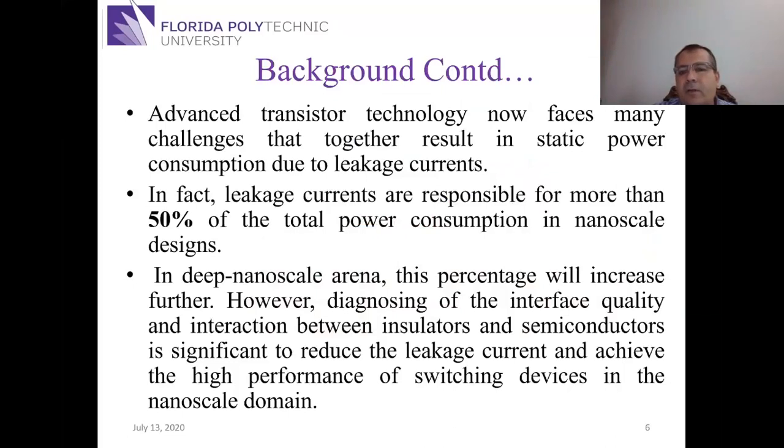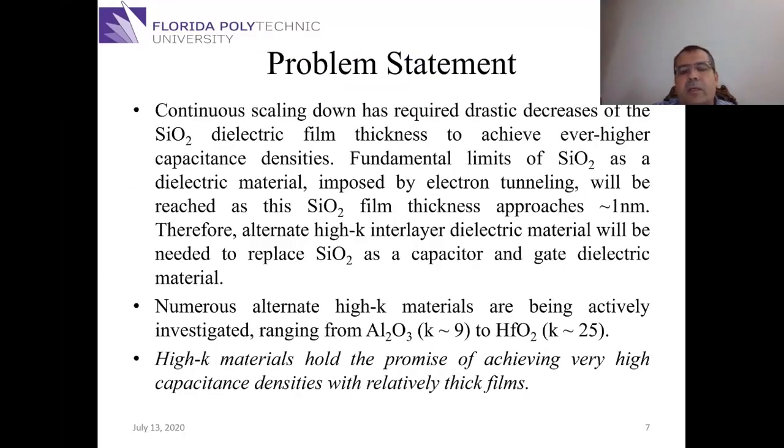However, diagnosing the interface quality and the interaction between insulators, semiconductor and silicon is significant to reduce the leakage current. So how can we reduce the leakage current? Actually, for the interface of the transistor, right now they usually use silicon dioxide. But we compare silicon dioxide with five new materials suggested to replace it. Silicon dioxide exhibits higher capacitance or increases the power dissipation in the transistor.